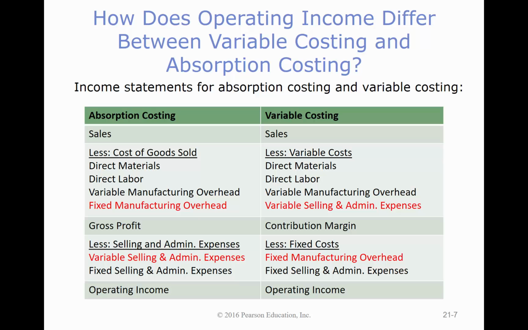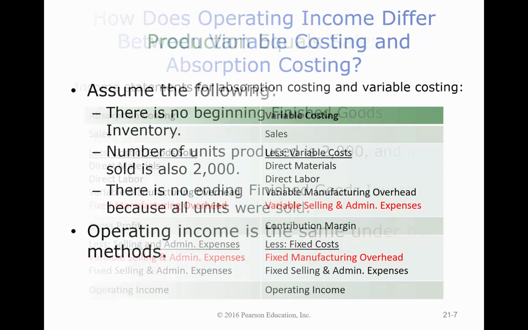So under absorption, we separate manufacturing costs from selling and admin costs. Under variable, we separate variable costs from fixed costs. And in the last chapter, we tried to learn to kind of identify variable costs, fixed costs, and mixed costs, right? That's what we did in chapter 20.